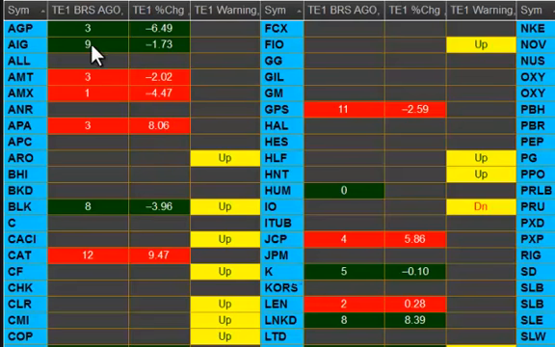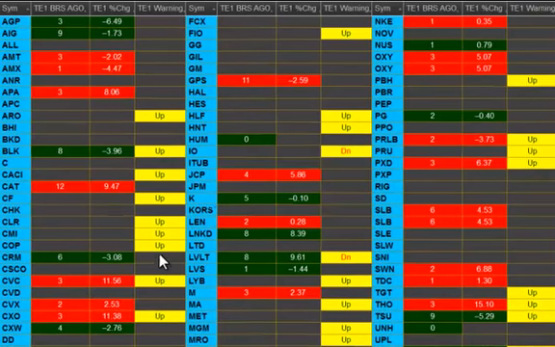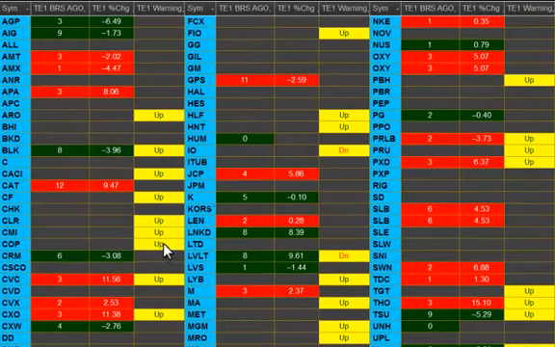Now, the cells with the green background indicate bullish signals, and the cells with the red background indicate bearish signals, and all of our warning signals are plotted with a yellow background, and if they're bullish they have green text, and bearish have red text.